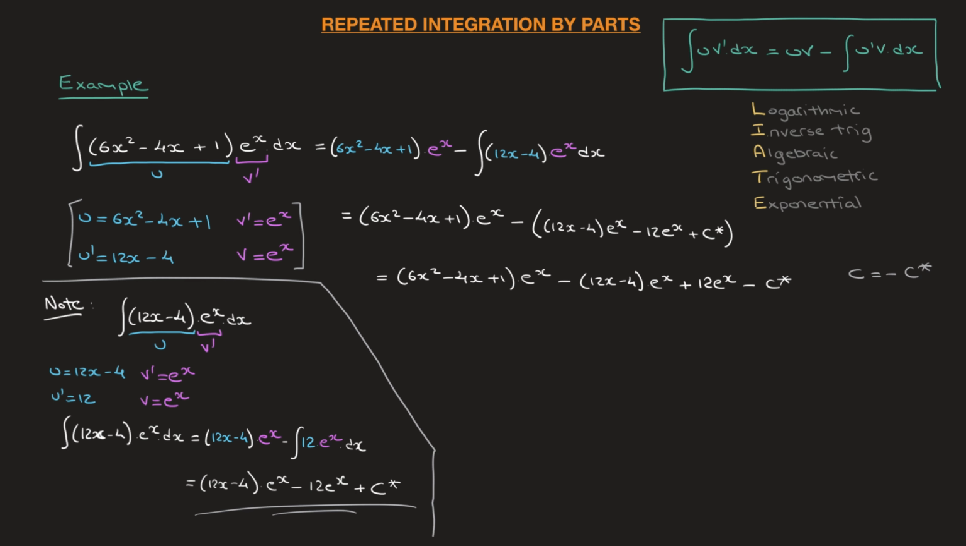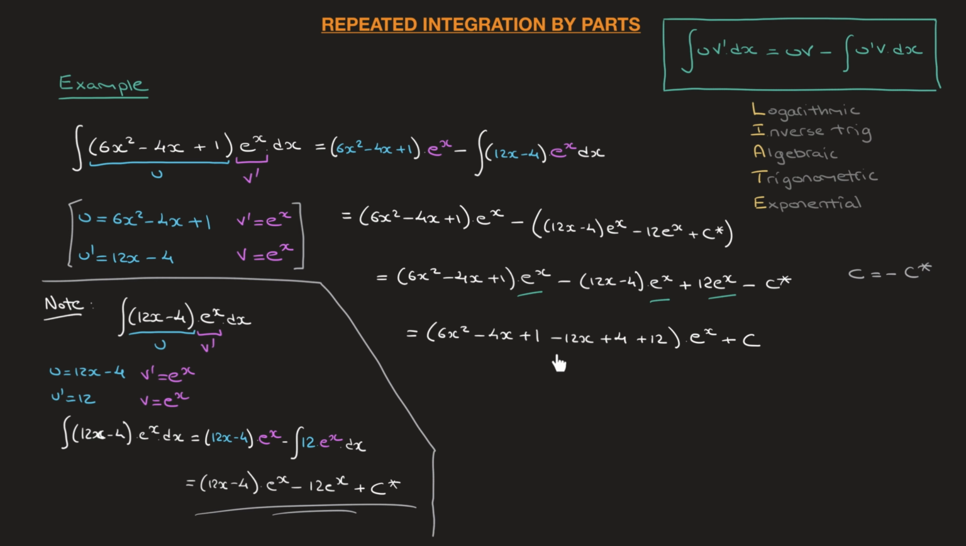c star. Okay, now looking at the expression we have here, it's clear that we have a common factor of e^x in all three of these terms. Consequently, I'll write e^x as a factor to the whole thing, so that this becomes, in parentheses, 6x² − 4x + 1 minus the second pair of parentheses here, so that will be minus 12x plus 4. So that's minus 12x plus 4. And of course we have a plus 12 here. So that's plus 12. And all of that's multiplying e^x. And we have our constant of integration at the end.